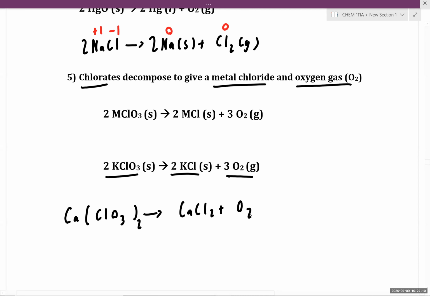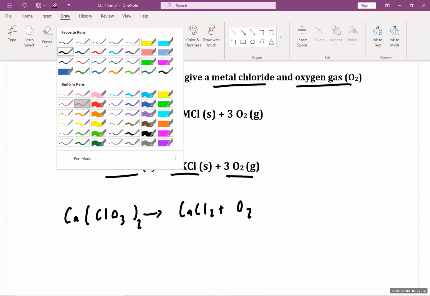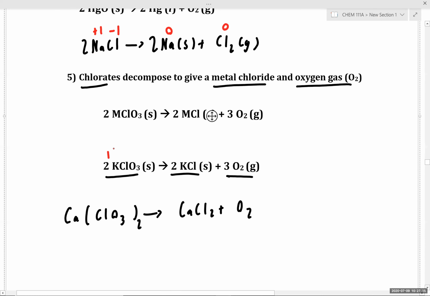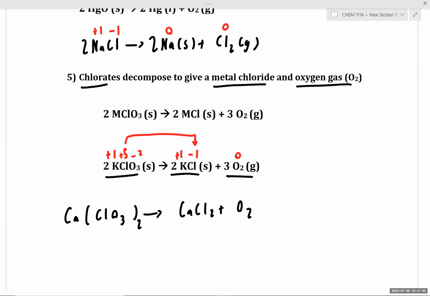But before we do that, I just want to look at the oxidation numbers for this top reaction. We have oxidation numbers of +1, -2, and +5. The +5 is for chlorine. In our product, the oxidation number of chlorine is -1. So chlorine has been reduced and oxygen went from -2 to 0. Oxygen was oxidized. So this chlorate decomposition is a clear example of a redox reaction.